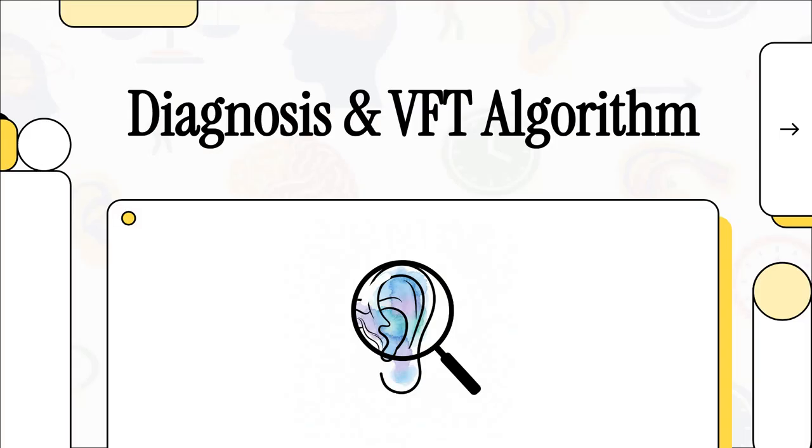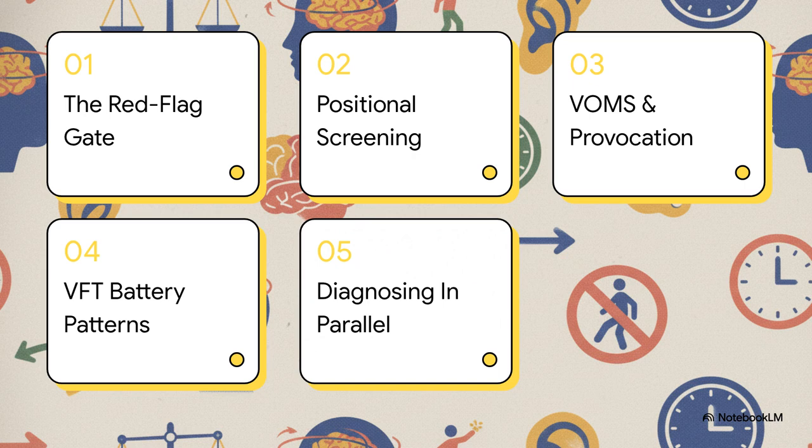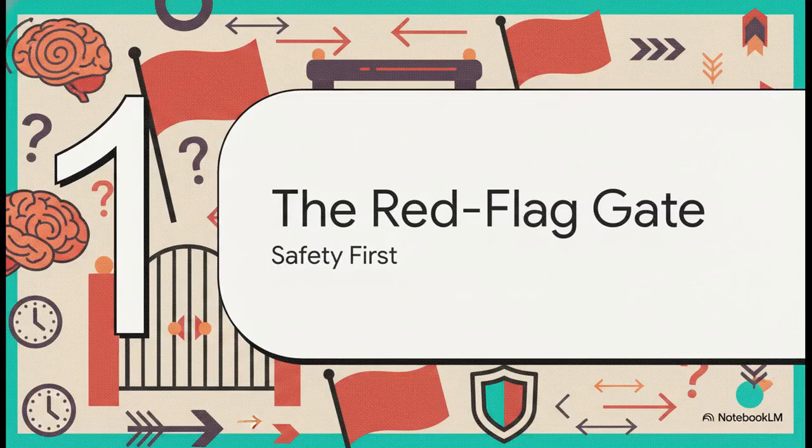Diagnosis, red flags, the VFT battery, and the algorithm. You know, diagnosis is a highly disciplined sort, right? In this explainer, we're applying the red flag gate, that mandatory positional screen, VOMS, and the formal test battery that assigns the exact vestibular subtype to your patient. We've got a really clear clinical algorithm to follow. We'll be looking at the red flag gate, mandatory positional screening, VOMS and provocation, the VFT battery, patterns, and finally, diagnosing in parallel.